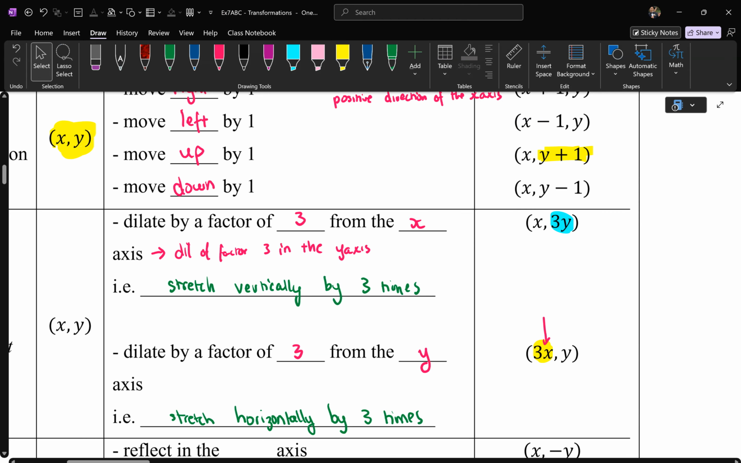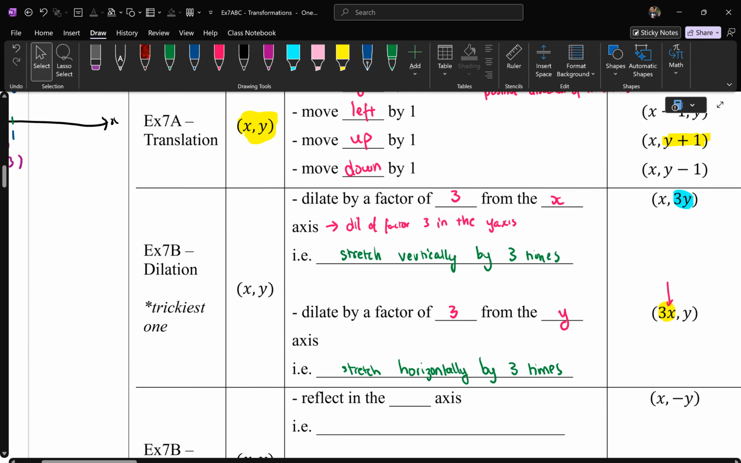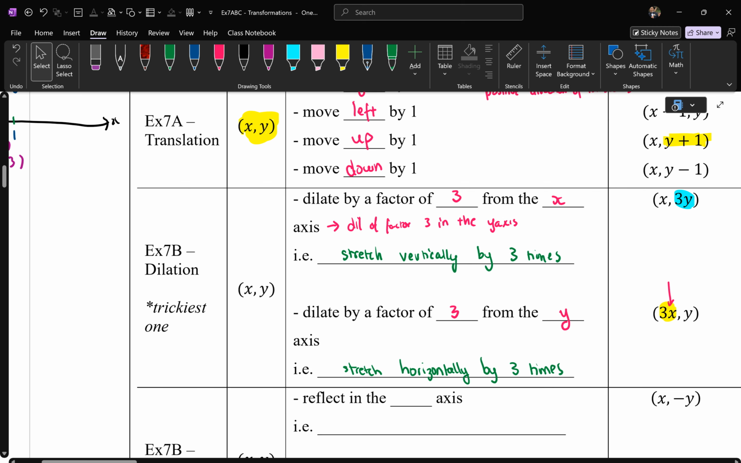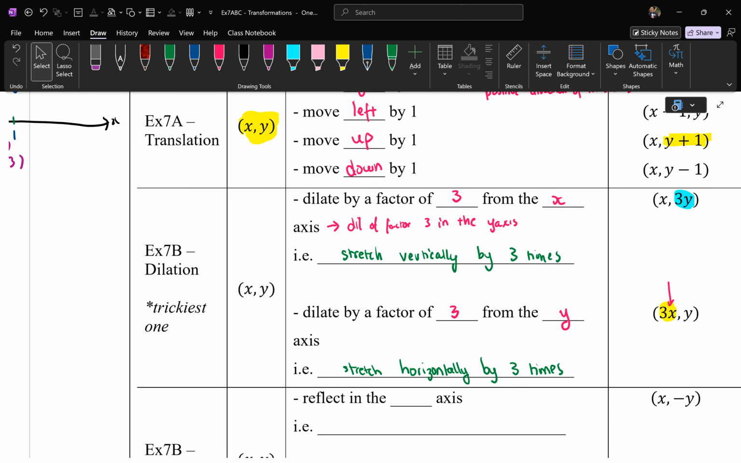Okay? All right, that's 7B. So 7B, what is your goal for today? It's not to do what I just did. It is to read this. So if I give you a mapping notation, you should be able to look at the equation and say, yep, dilation, factor 3 from, and you have to get this one correct. If it's affecting the y, moving up and down, that's away from the x-axis. If it's affecting the x, it's moving away from the y-axis. I need you to be able to interpret that. That's 7A, 7B. Make sense so far?